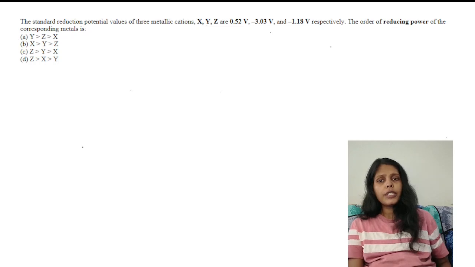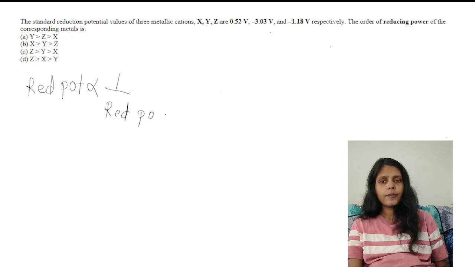So first we need to understand one of the concepts before understanding this question. So the concept is: reduction potential of any metal is inversely proportional to the reducing power. Okay, so if reduction potential is high, their reducing power would be low.